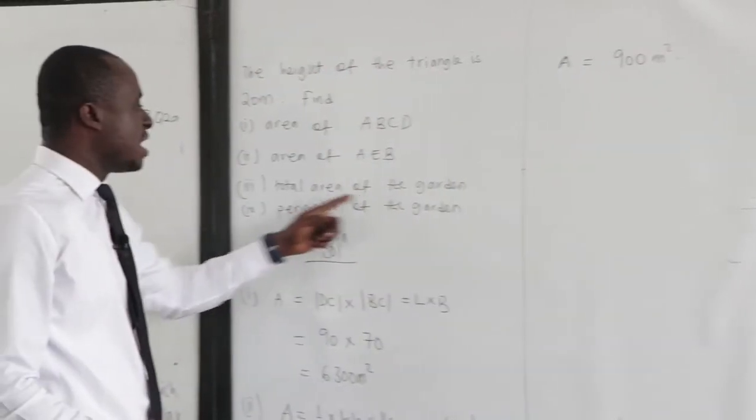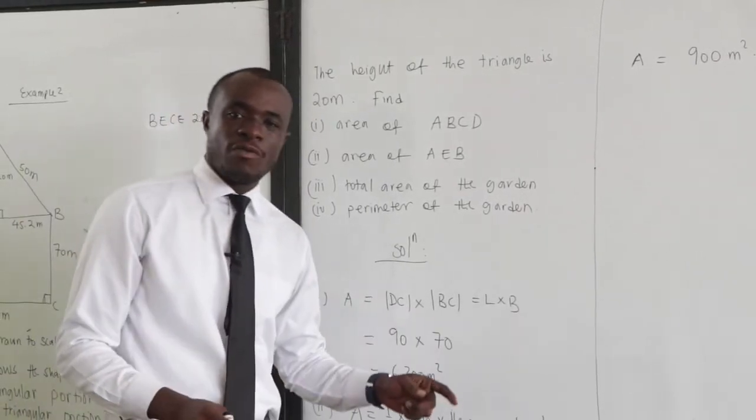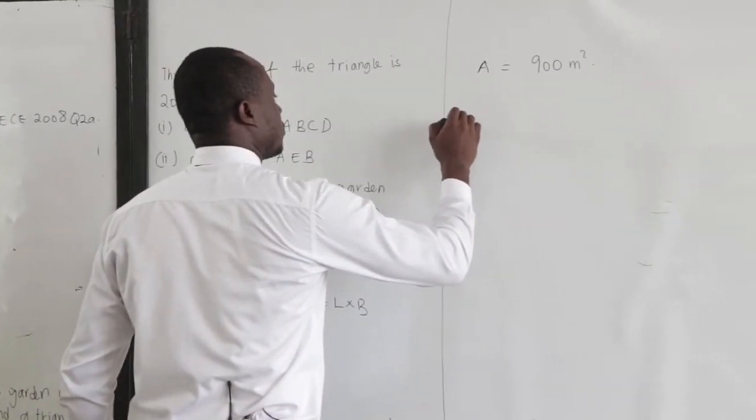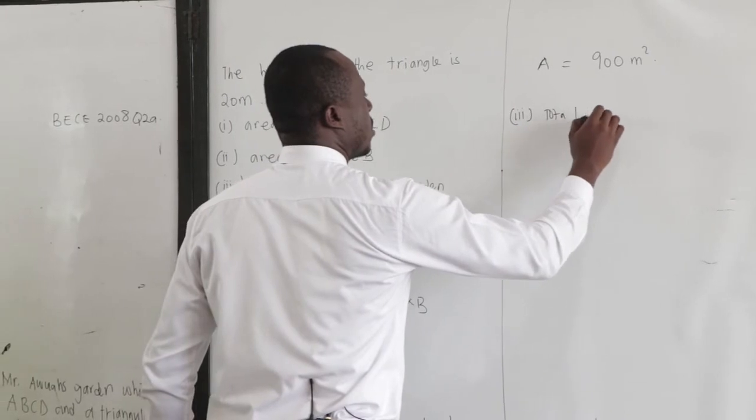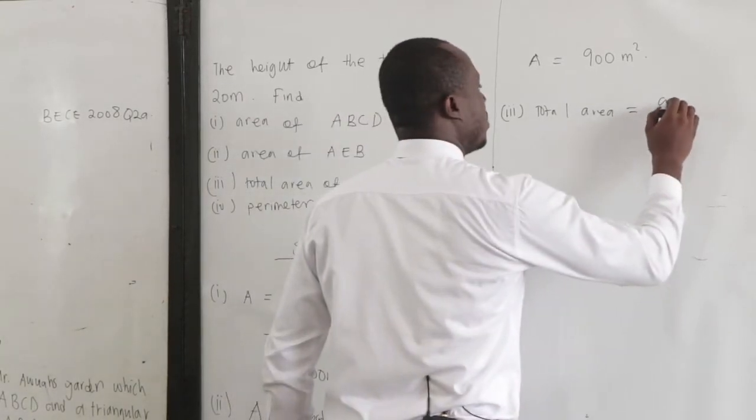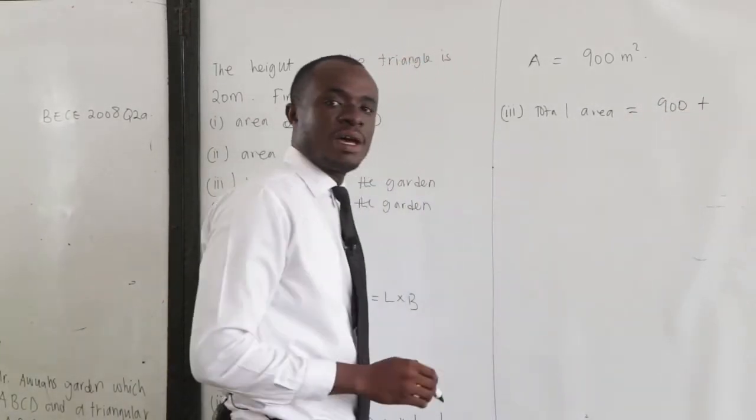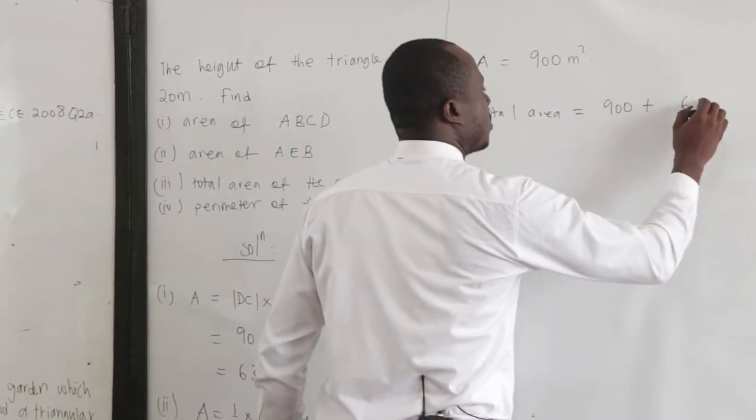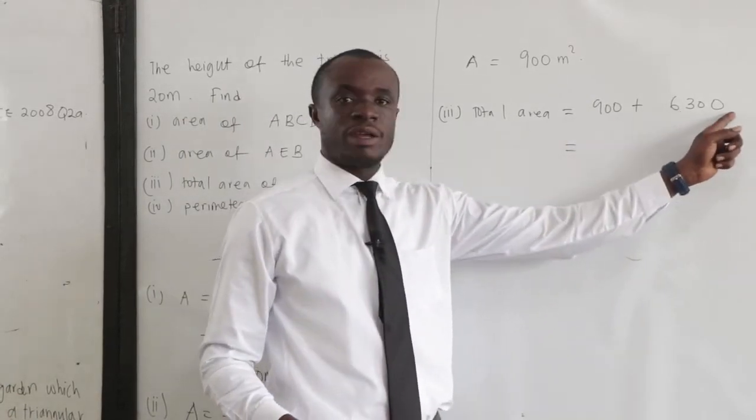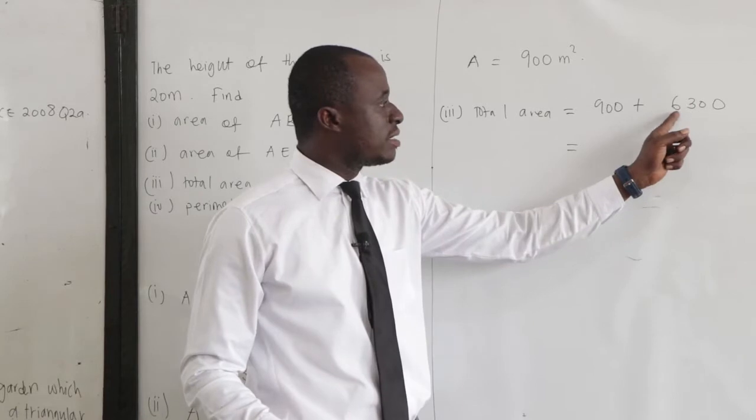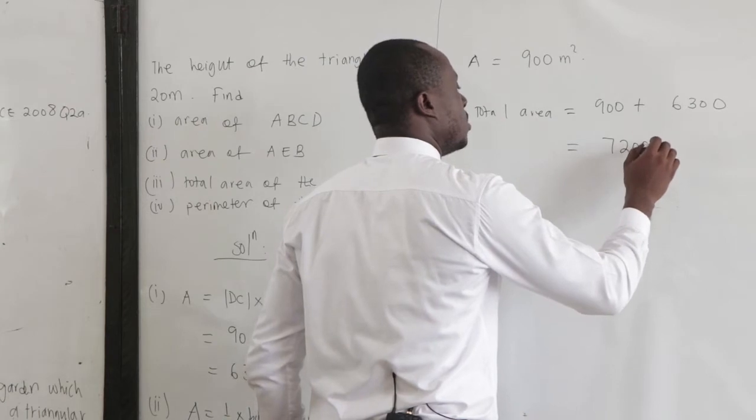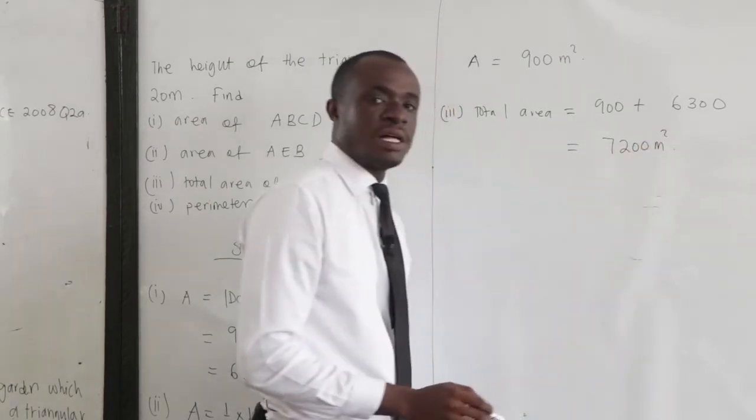Now the third one says the total area of the garden. Now the garden is made up of what? A triangle and a rectangle. So our total area is going to be what? Area of the triangle, that is 900, plus area of the rectangular part, which is 6,300. Now here, 900 plus 300 will give us 1,200, plus the 6,000. So that will be 7,200 meters square. That is the total area.